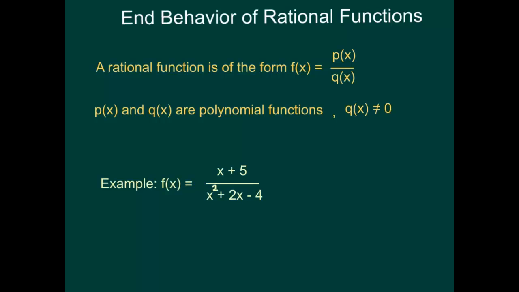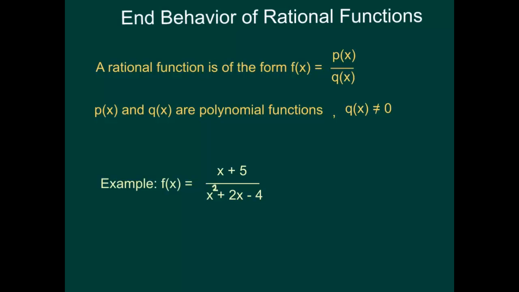So what is a rational function? A rational function is a function of the form f of x equals p of x over q of x. It's just a fraction, but p of x and q of x are polynomial functions. Those are those nice, smooth functions that we studied a lot in the past, and all we're doing is taking one polynomial divided by another polynomial. And of course, the polynomial on the bottom, q of x, cannot be 0, because then you'd have division by 0 and you'd have an undefined function.